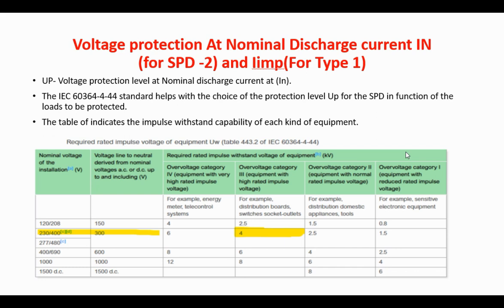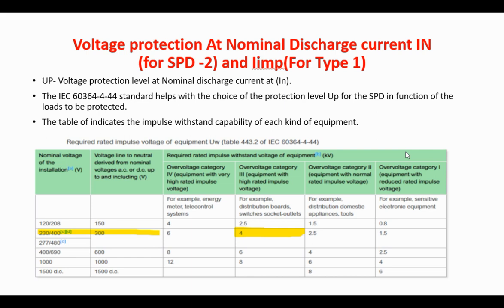Category 4 contains the energy meter, and the protection voltage should be selected at 6 kV. If you have Category 3, which contains switchboards and sockets, then the reference voltage will be 4 kV. If you have Category 2, which mainly consists of domestic appliances like washing machine, toaster, AC, then you have to select an SPD of 2.5 kV. And if you have sensitive electronics like PC, laptops and PCBs, then you have to select the reference voltage 1.5 kV, which falls in equipment Category 1.